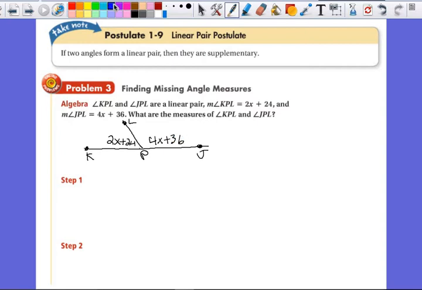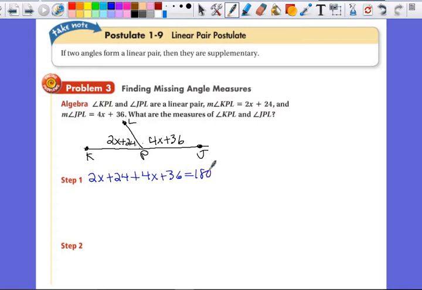Now, if I want to go about solving this, I need to figure out what x is. And to figure out what x is, I need to know that the two pieces of this angle, since they form a linear pair, add up to 180. So I can say that 2x plus 24 plus 4x plus 36 equals 180.